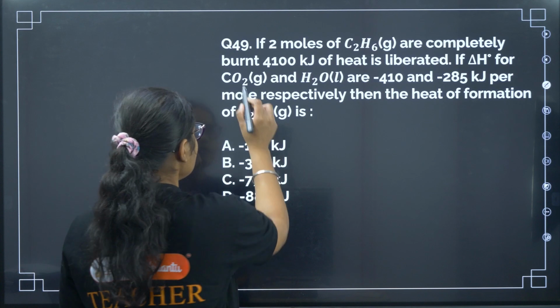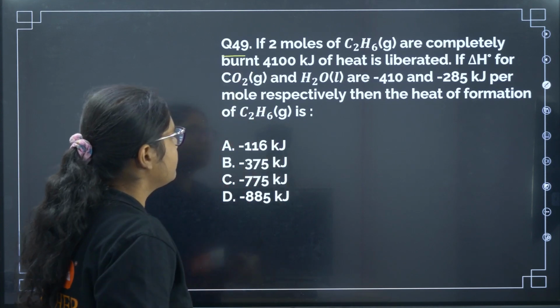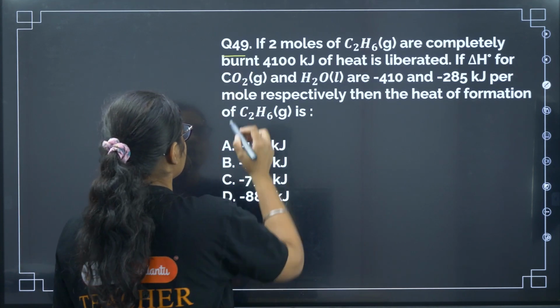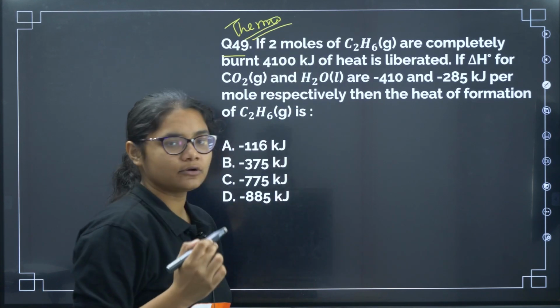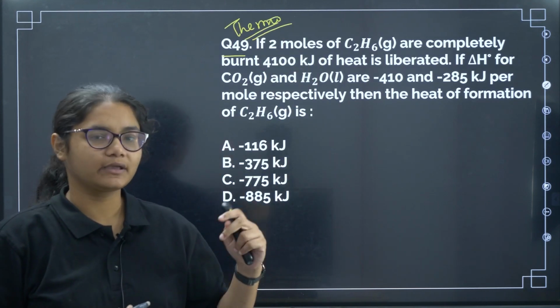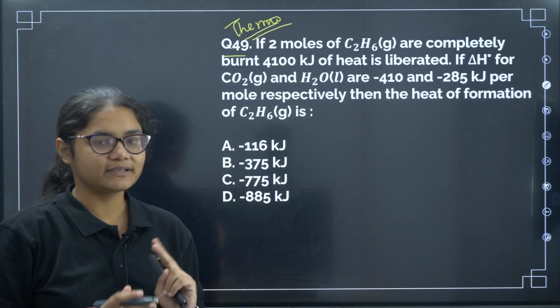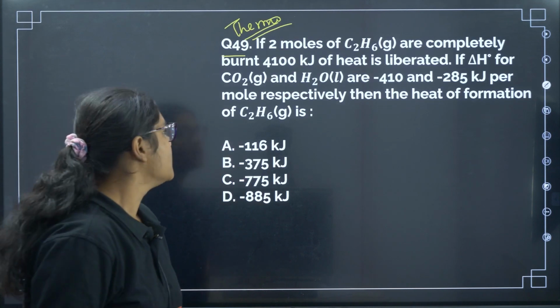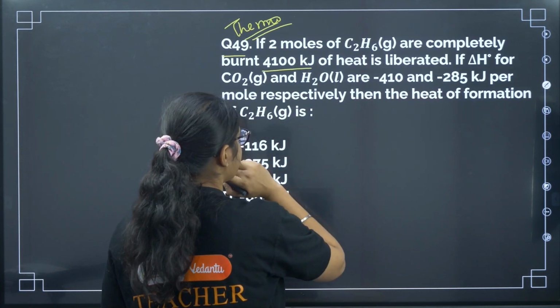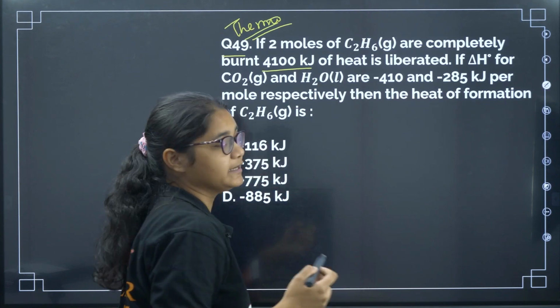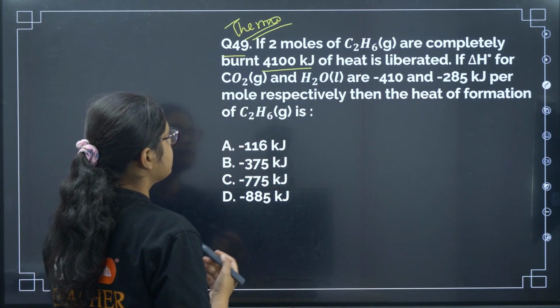Next, question number 49. If 2 moles of C2H6 are completely burnt, okay, so we get a question from thermodynamics. This is also a moderate weightage topic. You can get two questions from this chapter. Okay, so if 2 moles of C2H6 gas are completely burnt, 4,100 kilojoule of heat is liberated. 2 moles of C2H6, right?